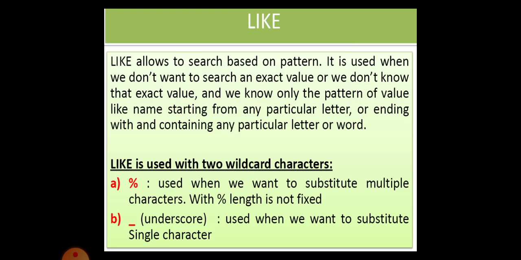LIKE is used with two wildcard characters, that are percentage and underscore. The percentage is used when we want to substitute multiple characters. With the percentage, the length is not fixed; that is, the compiler will check for any length. The underscore is used when we want to substitute a single character. The underscore indicates only a single character, not the exact character. The character may be any character, but it will indicate only one character.